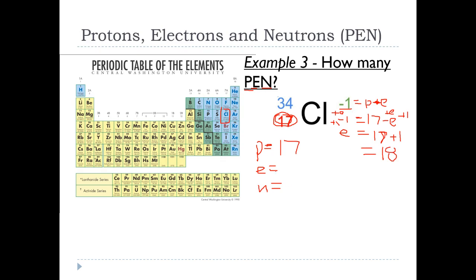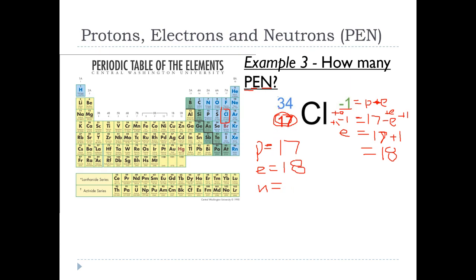And I can double check that because I know that I have 17 positive protons, and I have a charge of -1, so I should have 1 more electron than protons. That's another way you can figure it out. So I must have 18 electrons.